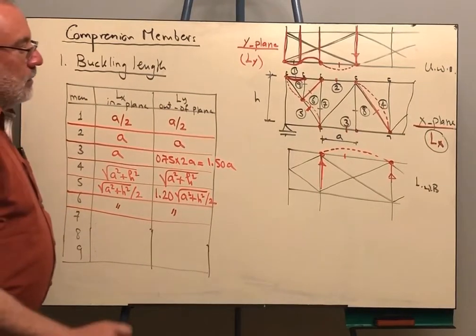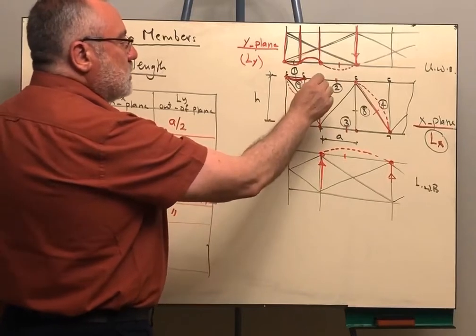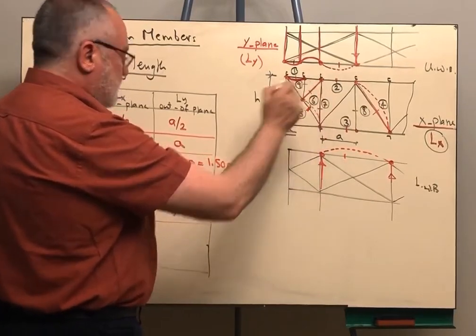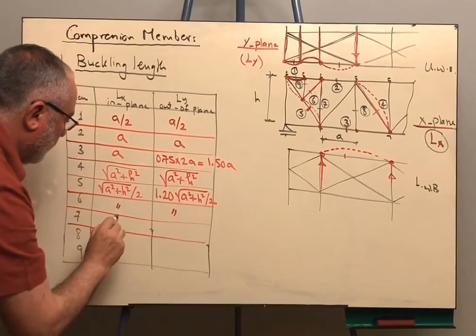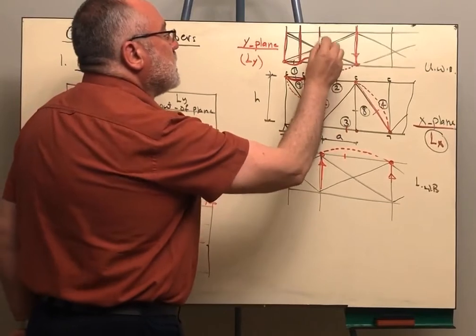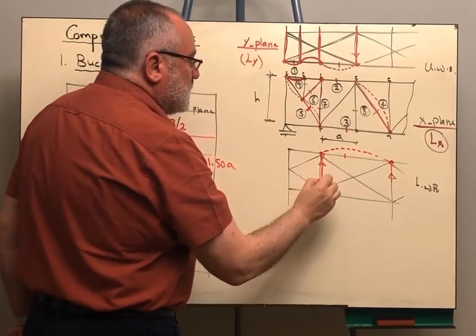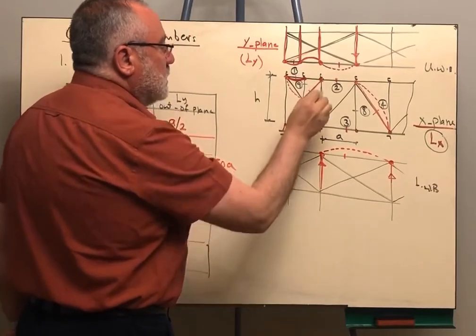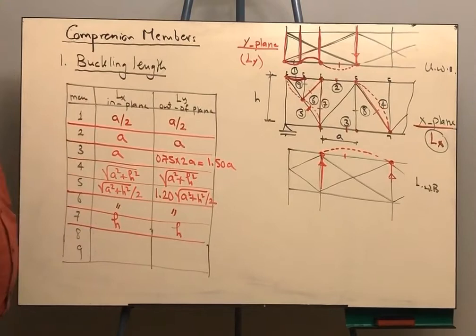Okay? Now for member 7, the buckling length in the in plane is the height h, and in the out of plane, this point is braced because of the effect of the purlin, and this point is braced because of the effect of the strut. Again, I will take h in the out of plane.